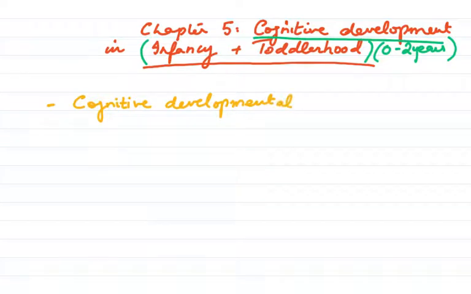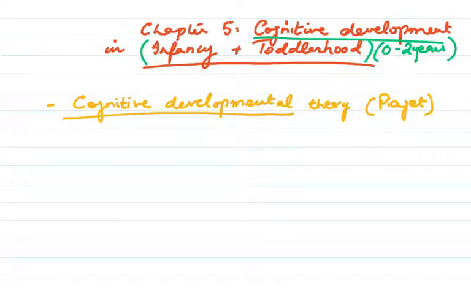So, when we talk about the cognitive developmental theory put forth by Piaget, Piaget basically broke down cognitive development, right, into distinct stages, right? So he believed that each stage was qualitatively different from the other, right? So the stage at which children are when they are between 0 to 2 years of age, right, is what Piaget called the sensory motor stage.